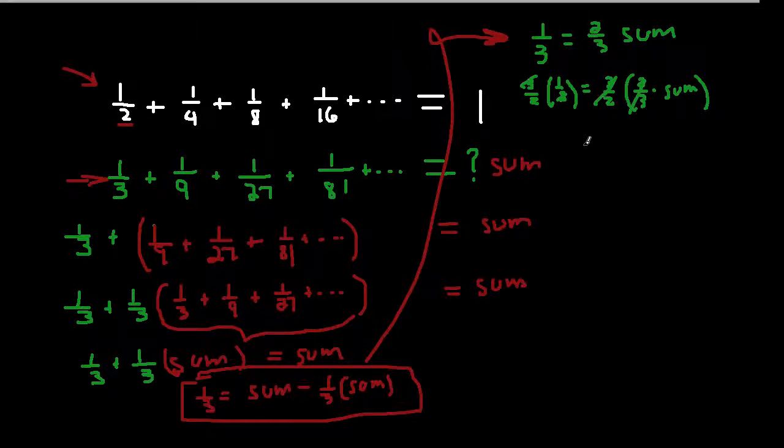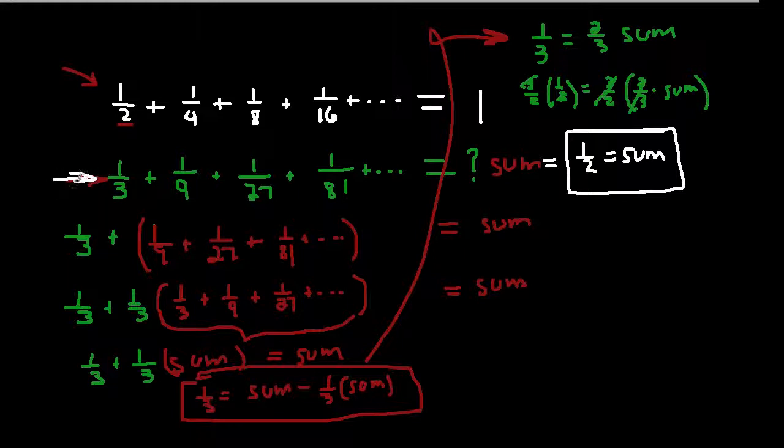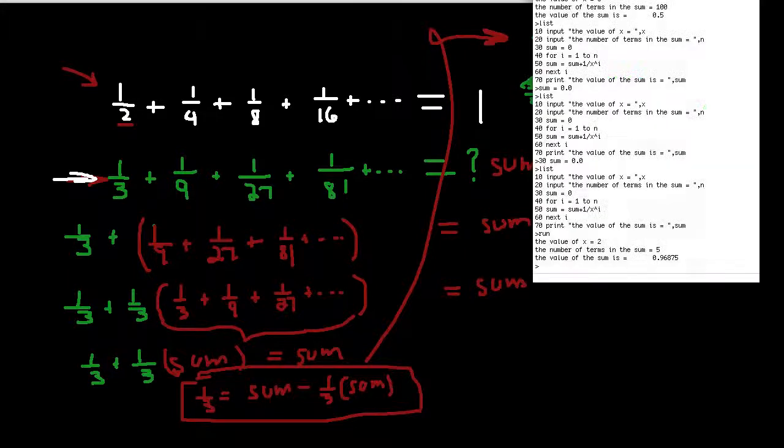So here's what I get. I get 1/2 equal to sum. So my result is that this thing right here, this sum right here, should be 1/2. So I've now proven using some algebra that that sum is 1/2.